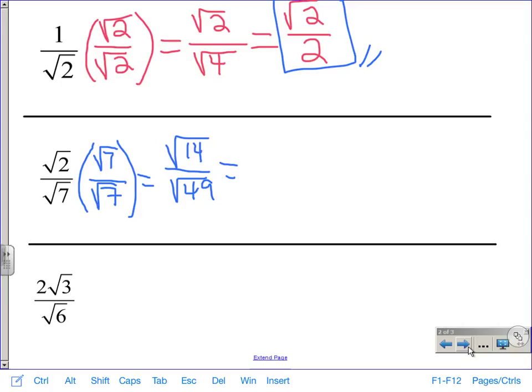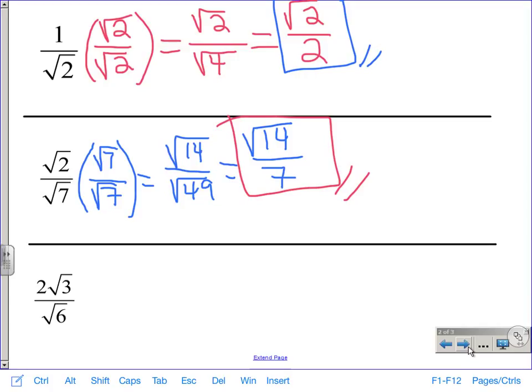Then I'm going to simplify my radicals. There are no perfect squares in radical 14, so that's going to remain as radical 14. The square root of 49 is 7. And I cannot simplify my fraction, which is the third step. Therefore, this is my answer.